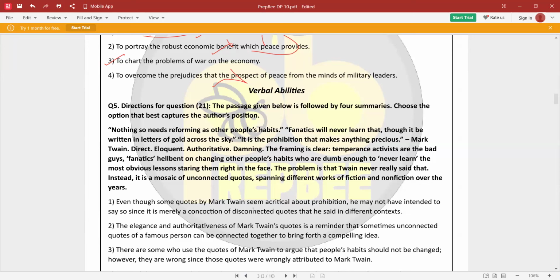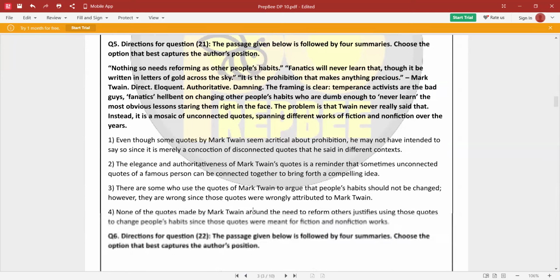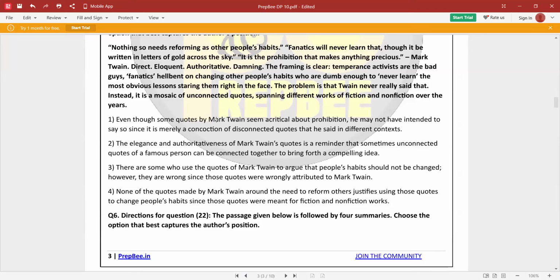And now they are quoting Mark Twain, but Mark Twain never really said anything on this. Instead, they were unconnected quotes spanning different works of his fiction and non-fiction, and they got connected. Even though some quotes of Mark Twain seem critical about prohibition, he may not have intended to say so, since it is merely a composition of disconnected quotes that he said in different contexts. Exactly, the point is that Mark Twain never supported this, that it is prohibition that makes anything precious. No, they are saying that the problem is he never said that. It is just unconnected quotes. So this is something we will hold on to.